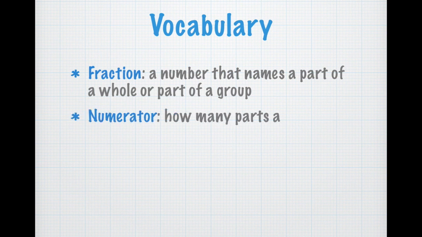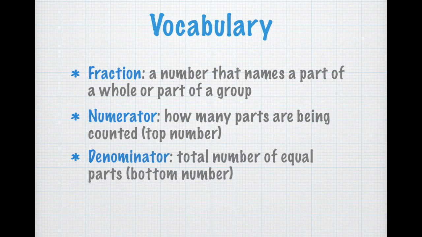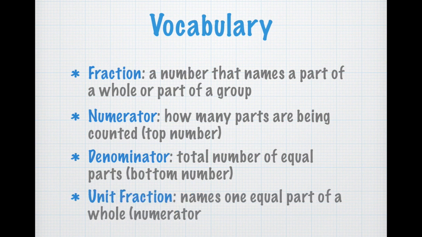Next we have the numerator. The numerator tells us how many parts are being counted, and it's the number on top of a fraction. The denominator is the total number of equal parts, and it's the bottom number in the fraction. And a unit fraction names one equal part of a whole. It has a numerator of 1.